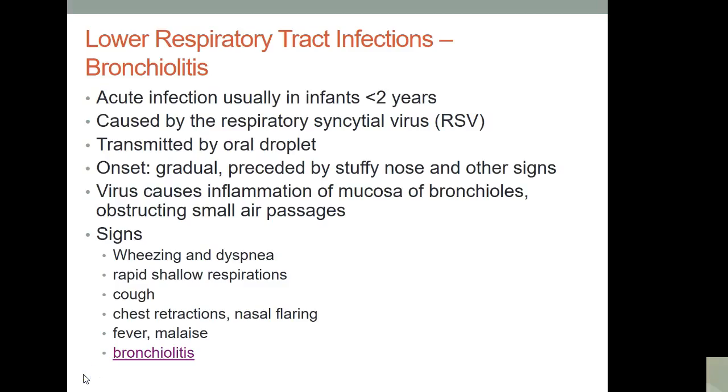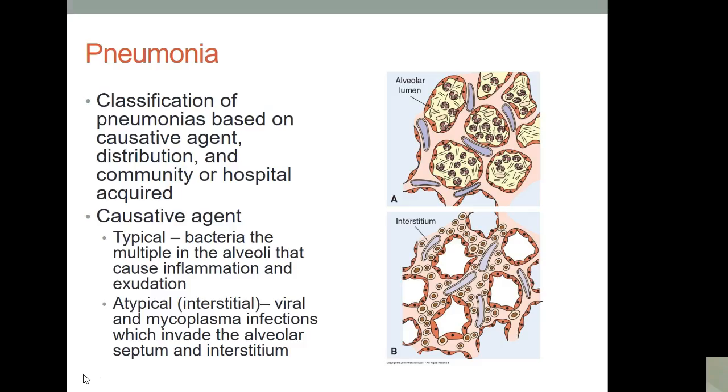Okay, so that was bronchiolitis. Note that bronchiolitis is a lower respiratory tract infection, while the first two, croup and epiglottitis, involve upper airways. Okay, pneumonia.